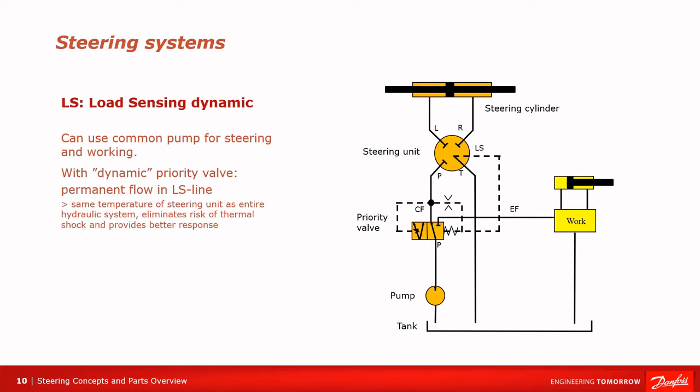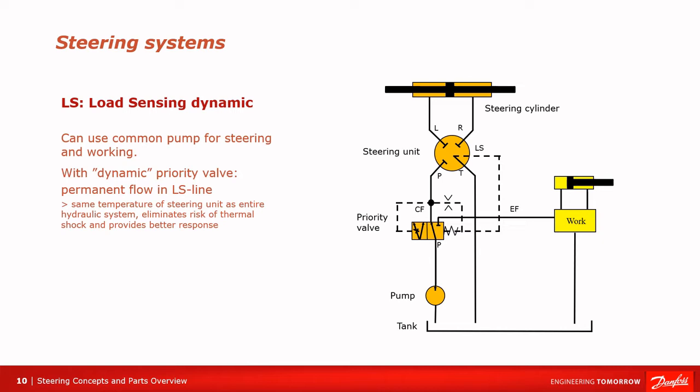Load sense dynamic uses a dynamic priority valve, which uses an orifice to create a constant flow in the LS line. Now when oil enters the priority valve, some will be going through the orifice to the LS line, while the rest of the oil will flow through the control flow or excess flow lines. This constant flow provides multiple benefits.